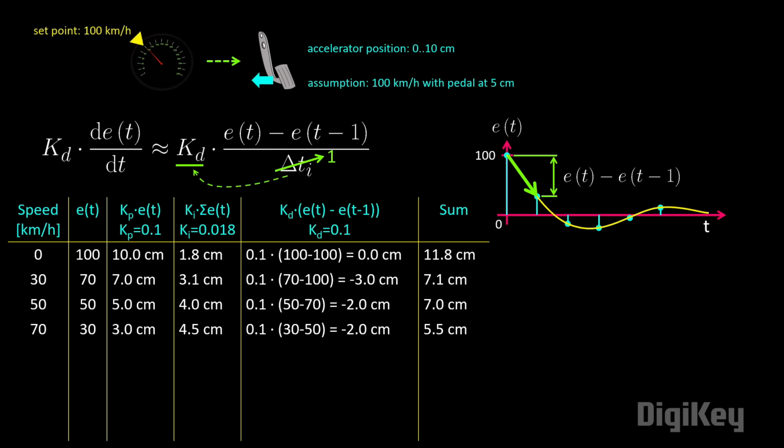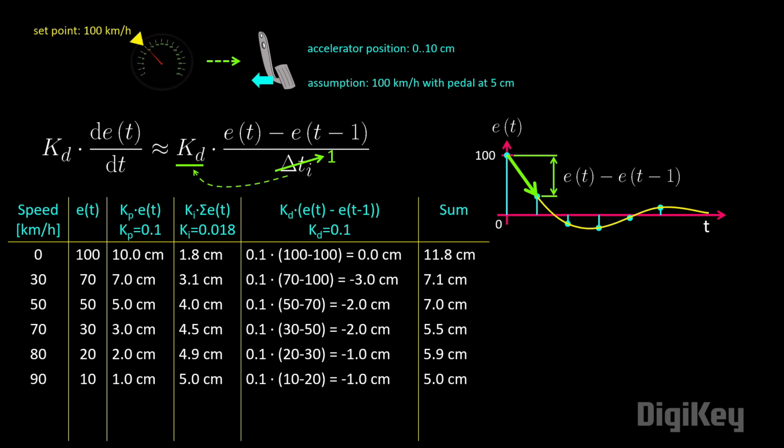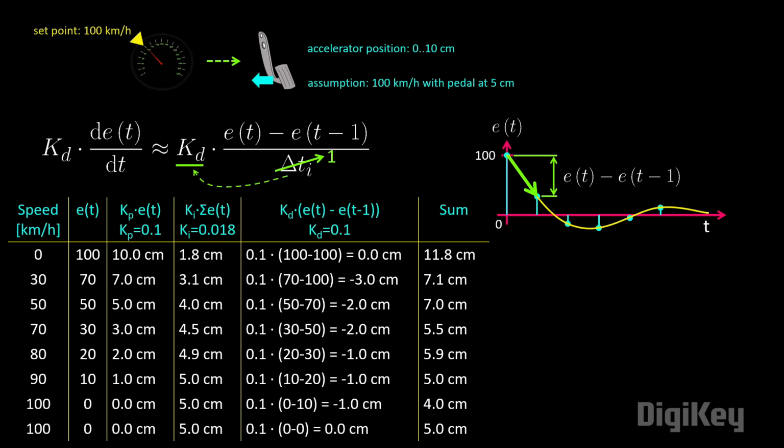As we start to approach our goal, you can see how the proportional term approaches 0 and the integral term takes over. The derivative term is no longer needed to dampen, so that also approaches 0. In the ideal case, we land right at 100 kilometers per hour with the pedal at 5 centimeters. We probably overshot a little as the pedal was pulled back to 4 centimeters for that second to last sample.